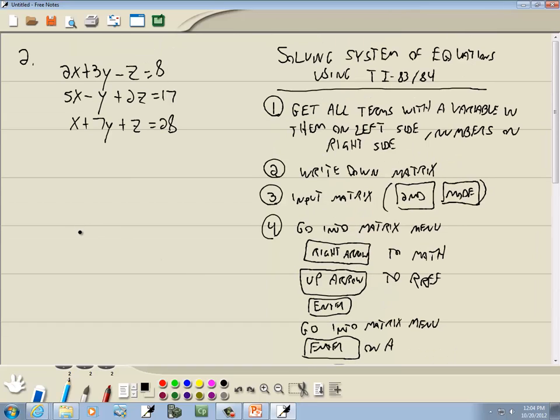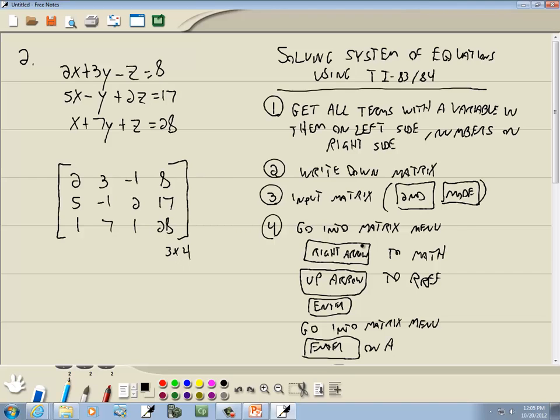Well, let's look at this one. Get all the terms with the variable on the left side, numbers on the right side. So that's done. Write down your matrix. To write down our matrix, we drop our x's, our y's, our z's, and our equals, and just keep the numbers and their signs. So we're going to have 2, 3, negative 1, 8. We'll have 5, negative 1, 2, 17. 1, 7, 1, 28. Let me double check my numbers. Looks good. Now the size of our matrix is rows by columns. This is 3 by 4.